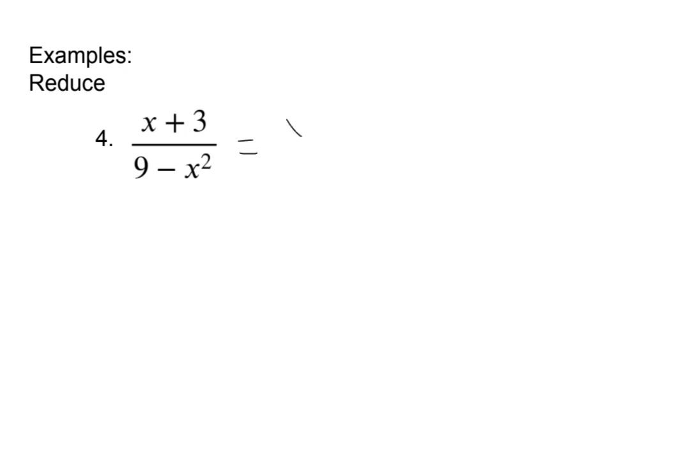Now the top doesn't have much I can do. It's just going to be x plus 3. But on the bottom, you'll notice that's a difference of squares. So if we were to factor that, we would have 3 minus x and 3 plus x. The only way to cancel is canceling common factors. So you have to have it in factored form.